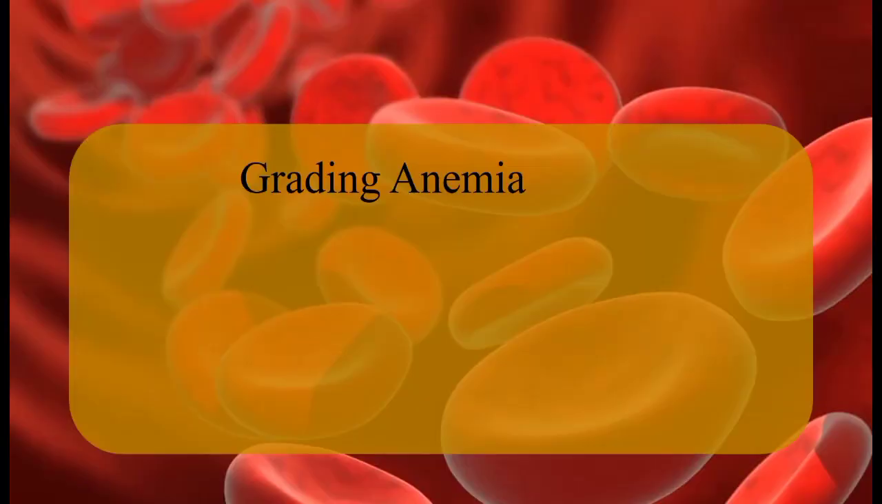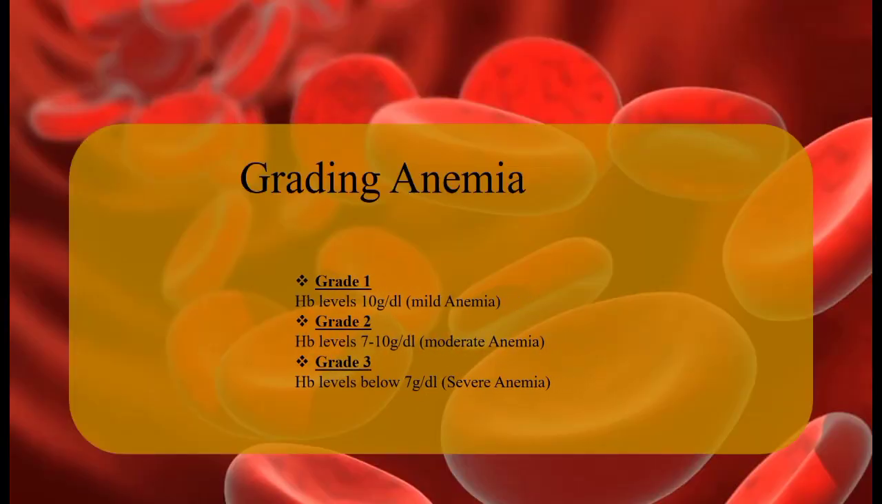Let us grade anemia. Now, anemia is graded grade 1, grade 2, grade 3. Grade 1 is where you have hemoglobin levels of 10 grams per deciliter, and that's what we call mild anemia. Grade 2 is where the hemoglobin levels range from 7 to 10 grams per deciliter, and this is what we call moderate. Below 7, this is what we call grade 3 anemia. This is where you have below 7 grams per deciliter of hemoglobin levels.